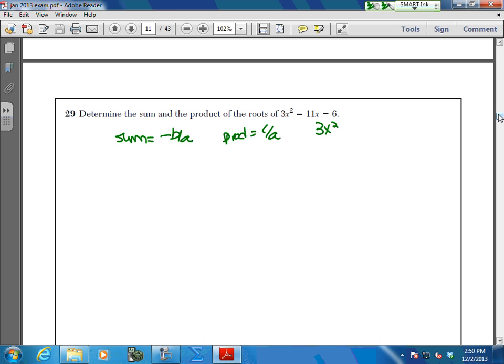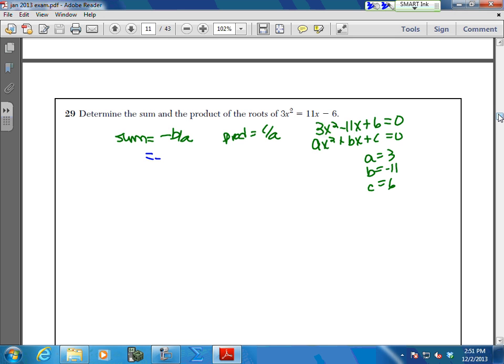We'll set this equal to 0. You can always factor, use your quadratic, complete the square, and find your roots, and then take the sum and take the product. But if you remember this, line this up. So A is 3, B is negative 11, and C is 6. Now, just plug them in.